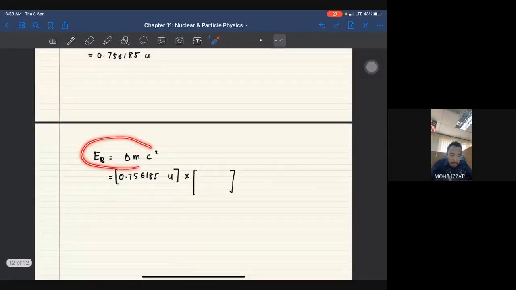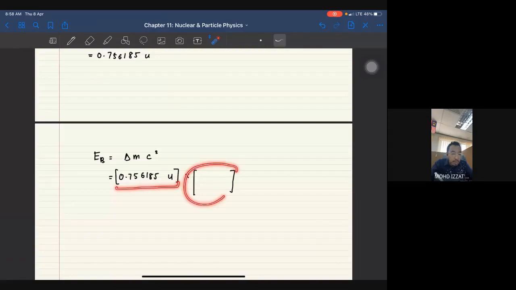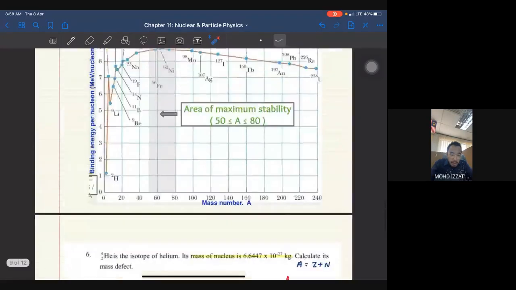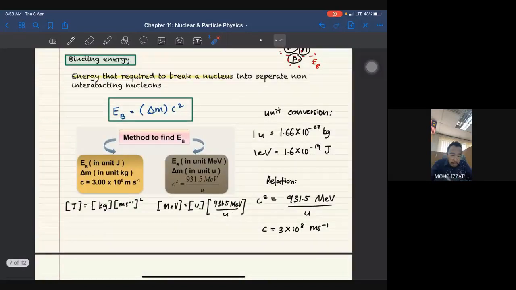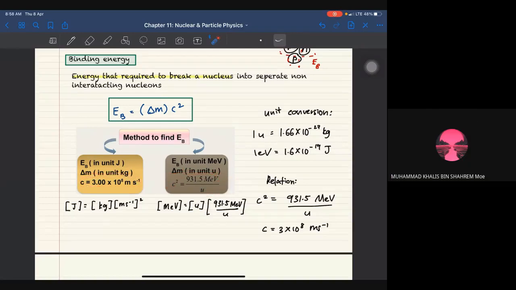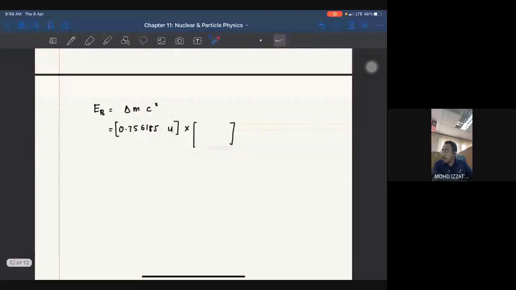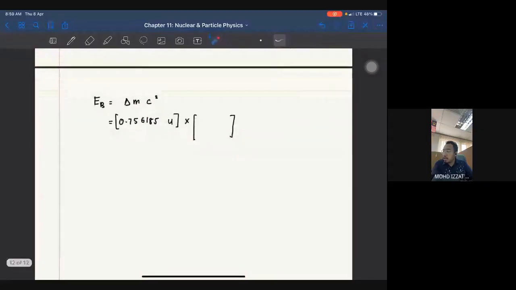Okay, soalan saya, kamu nak calculate EB ni kan? EB sama dengan delta M C square. So, you substitute values of delta M. Now, you want to substitute values of C square tu. So, kamu nak pakai dalam unit MeV ke dalam unit meter per second tu? MeV. Yes, MeV. So, kalau dalam U, kamu pakailah yang belah kanan ni. And then, you should get the answer straight away. So, 931.5. Sebenarnya 931.5 tu ada dalam formula sheet juga. So, you don't have to memorize anything, as long as you know when to use.